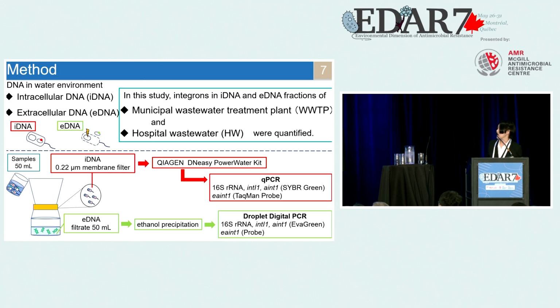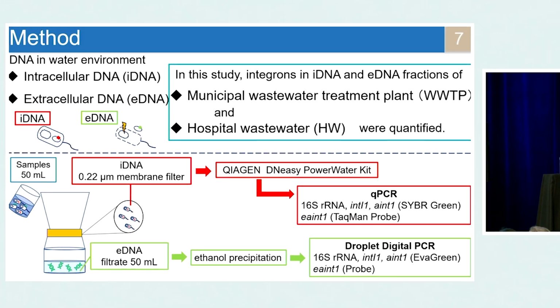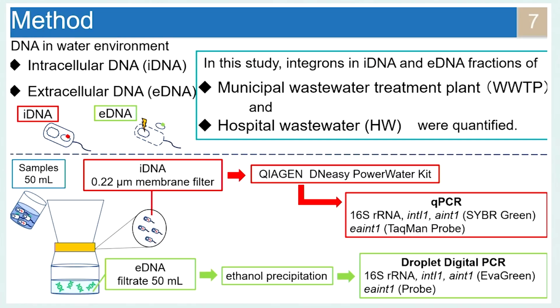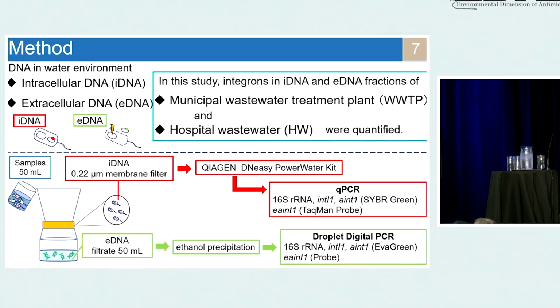DNA in the water environment can be classified into intracellular DNA and extracellular DNA. In this study, integrons in both iDNA and eDNA fractions of municipal wastewater treatment plants and hospital wastewater were quantified. To do so, 50 milliliters of sample was filtered using a 0.22 micrometer membrane filter. iDNA was extracted from the filter paper and quantified using qPCR. eDNA was recovered by ethanol precipitation and quantified by droplet digital PCR.